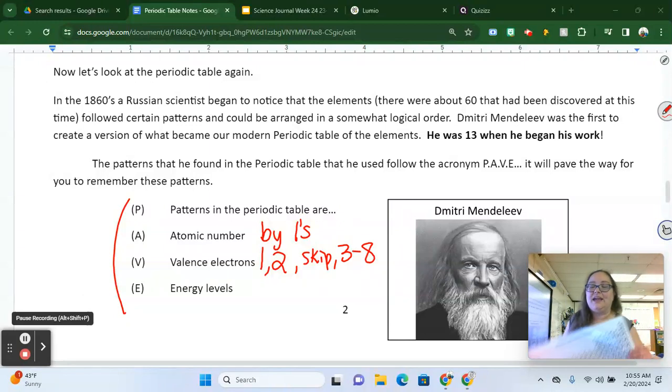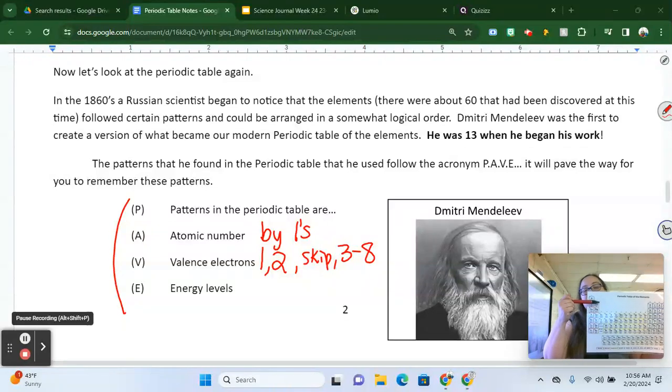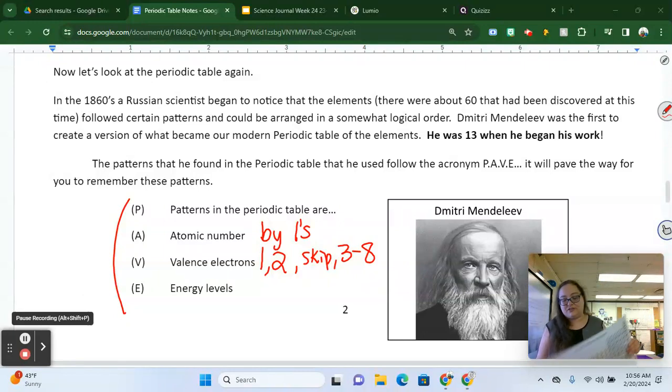And then lastly, energy levels. Everything in the top row has 1 energy level. Everything in the second row has 2 energy levels. Everything in the third row has 3 energy levels. Everything in the fourth row has 4 energy levels, etc., etc., etc. So by period.